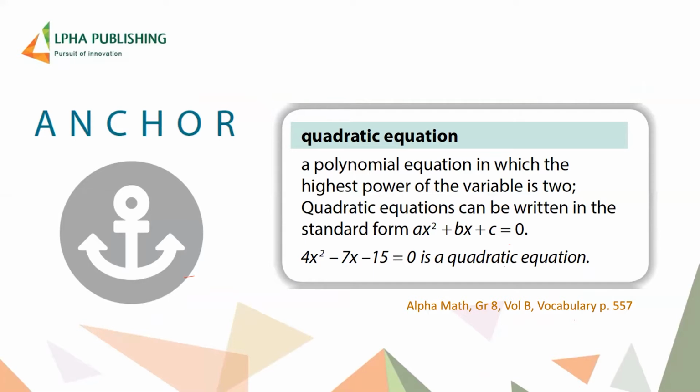Quadratic equation is a polynomial equation in which the highest power of the variable is 2. Quadratic equations can be written in the standard form ax squared plus bx plus c equals 0. Remember, ax squared plus bx plus c equals 0, because we'll see that equation again later in a different form. If any of you mathematicians out there have studied physics, you know where I'm going with this.